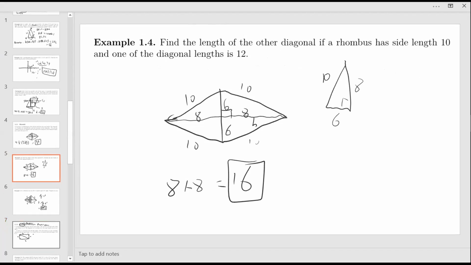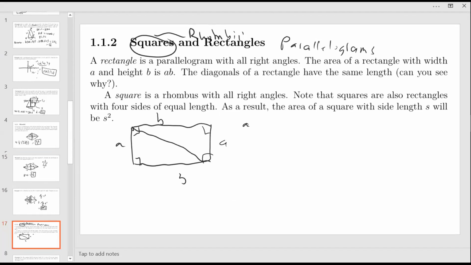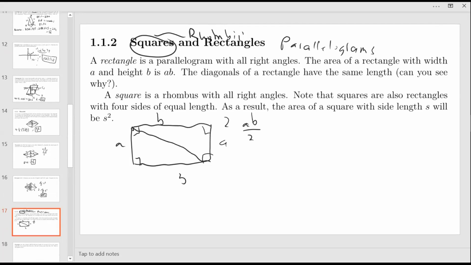2. Each of which has area AB over 2 because A and B are the two legs. So the area of the rectangle is just 2 times this, which is equal to AB.